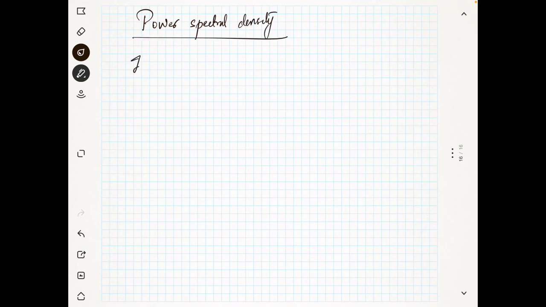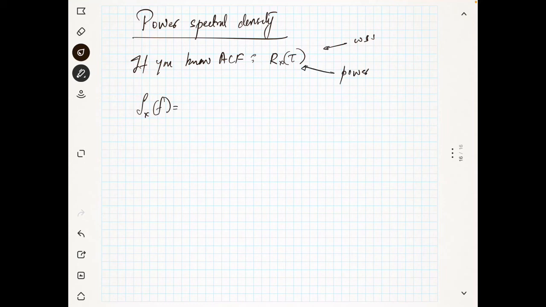So if you know the autocorrelation function, which is defined as Rx of tau, and we are talking about the wide sense stationary process, then the power spectral density is defined as follows. This is showing the power variation with respect to tau. If you take the Fourier transform, you will get how the power is distributed in frequency. So this is known as the power spectral density, PSD.